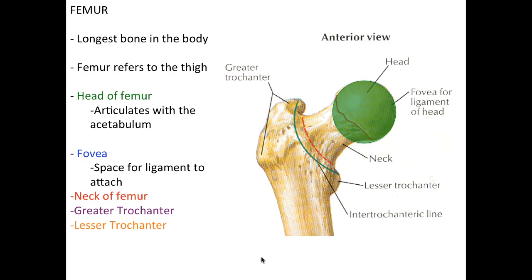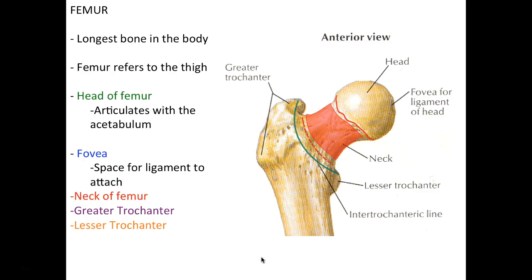Now, if you look at the head of the femur, you might see this little dip here, and that is called the fovea. And the fovea is a little depression that you can kind of fit your pinky into that will have a ligament to attach to the acetabulum, holding the head of the femur in place a little bit more. Below the head, we're going to have a constricted area that's known as the neck of the femur.